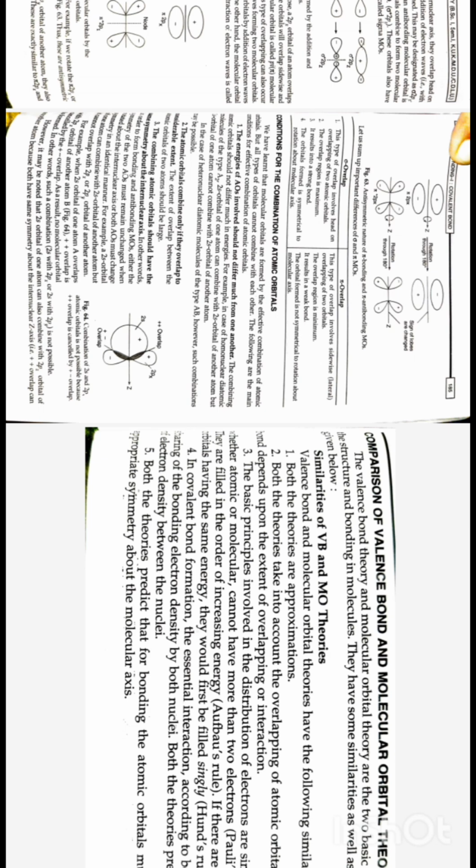However, it may be noted that 2s orbital of one atom can also combine with 2pz orbital of another atom because both have the same symmetry about the internuclear z-axis.